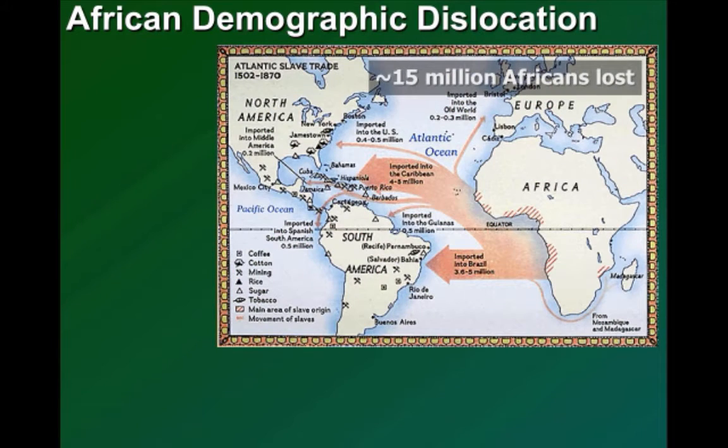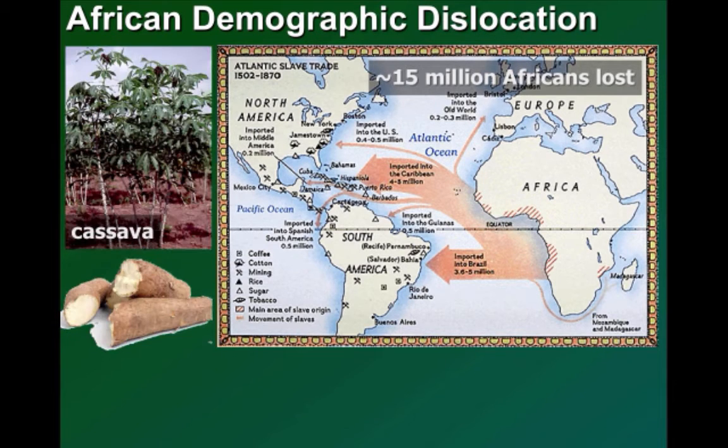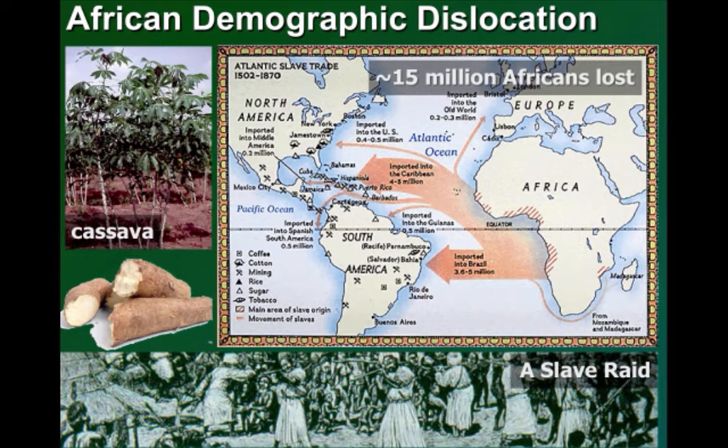And over time, around 15 million Africans were lost due to the Atlantic slave trade, disease, and conquest of the Europeans. The losses were devastating, but may have been offset by American crops such as cassava, which grew well in many parts of Africa. Due to the increased nutritional value of this crop, many Africans lived healthier lives. And regardless, African families were robbed of labor and talents.